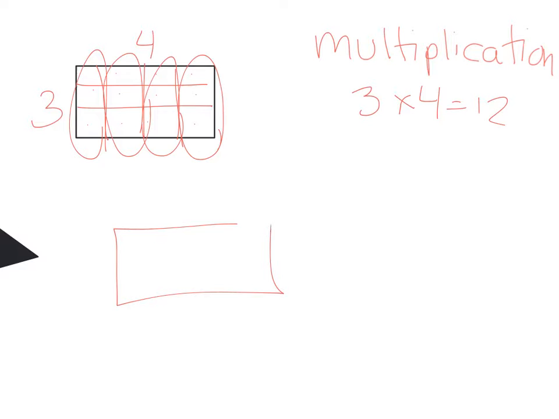If we had 2 times, let's see how many I get here, 3, 4, 5, 2 times 6, there are 12 equal parts to it. But what happens when we have a 2-digit number times a 1-digit? How can we represent that product visually?